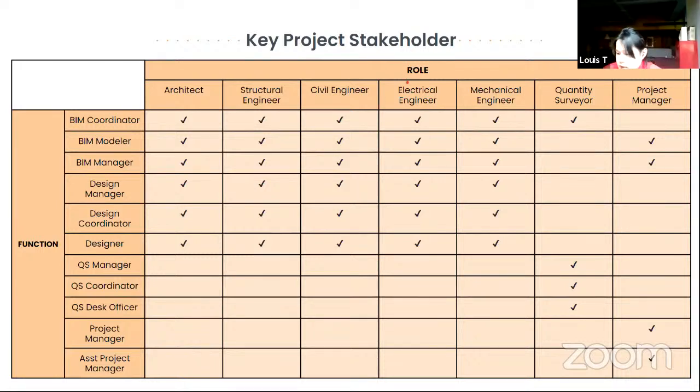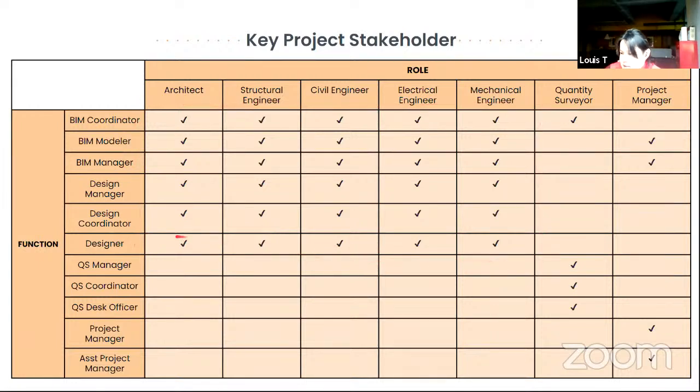Okay, so as we know, BEP is like a contract of a project. So everyone who is involved in this project will be stated. As you can see from these key project stakeholders, mostly people will be involved in all the BIM coordination and also the design activities. This includes everyone from architect to all the engineers, for example structural, civil, electrical, and mechanical engineers. So everyone cooperates together. Not only the architect will do the design, but all of the people involved will do.